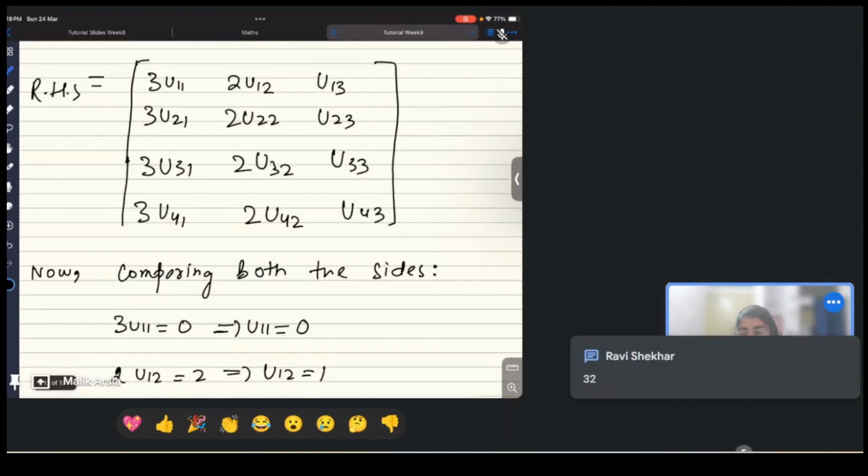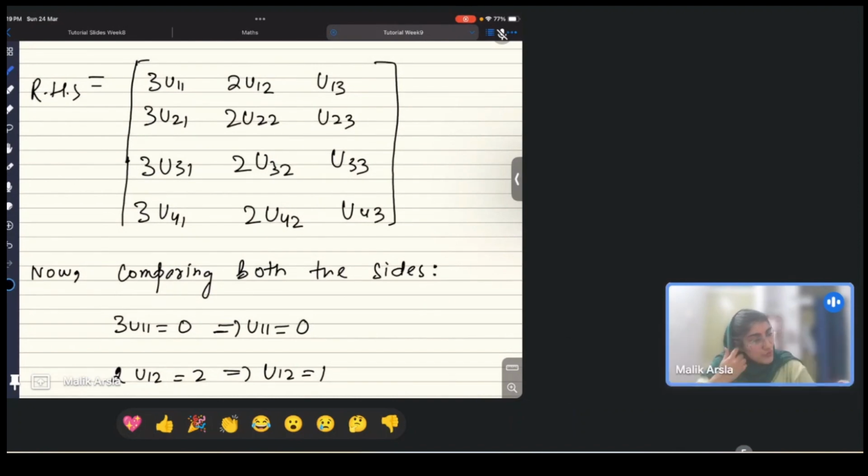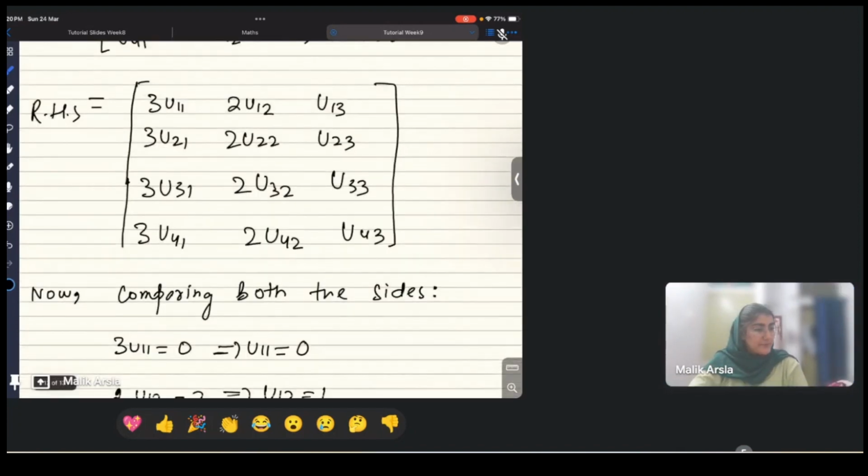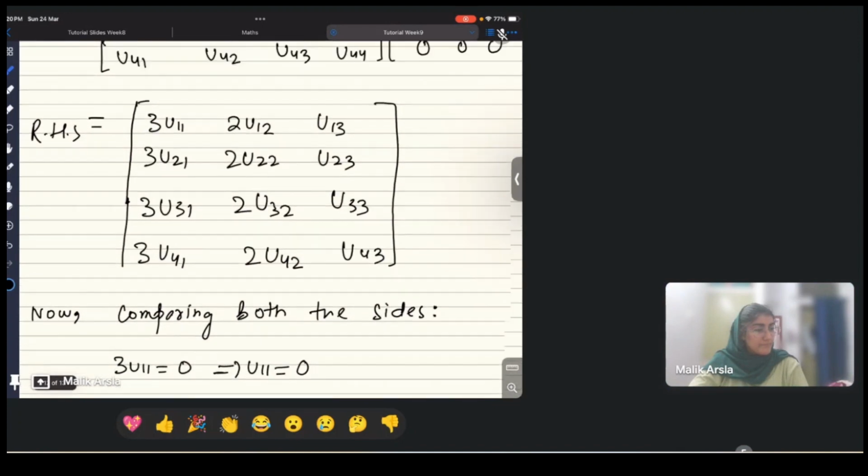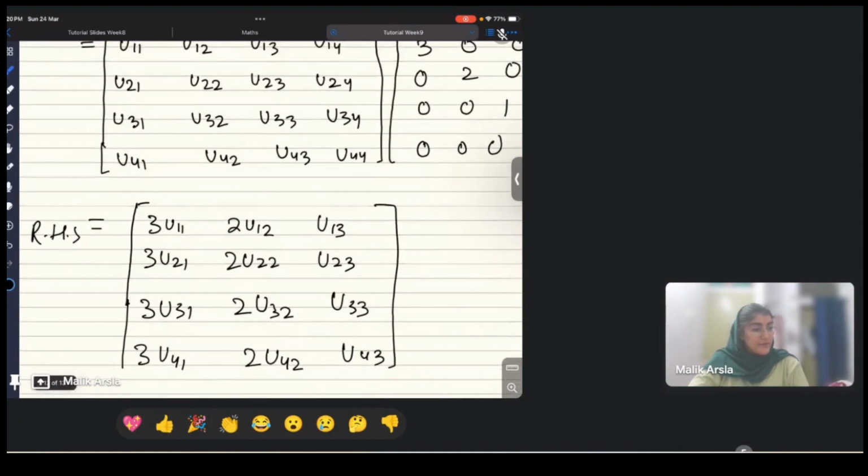See, U24 we have not gotten. U14 we have not gotten, U34 we have not gotten, and U44 we have not gotten. The fourth column is fully missing, we have not gotten it, actually, yes.